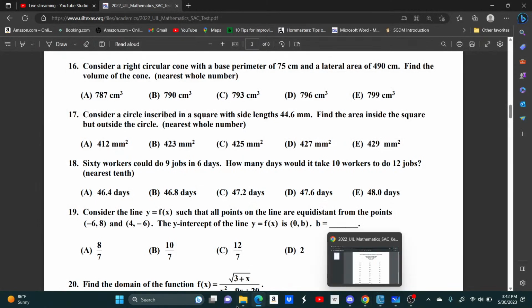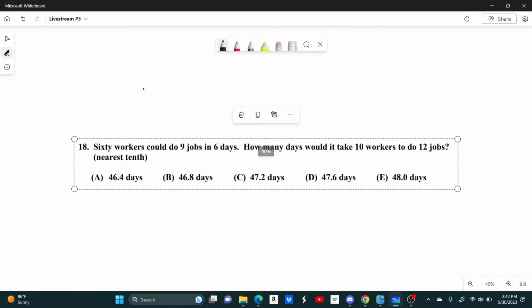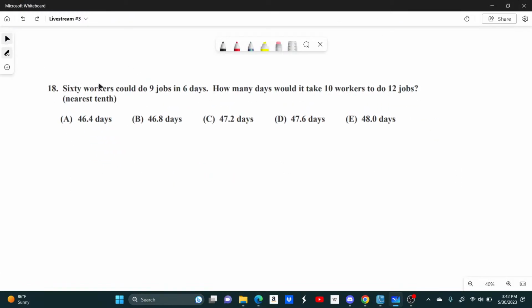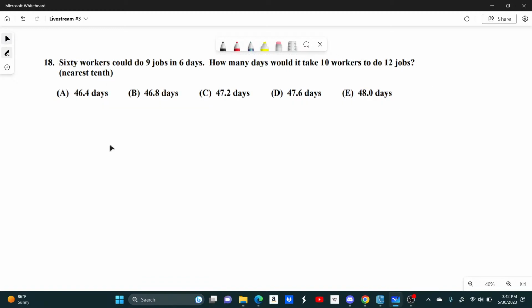Okay, we got some direct and inverse variation here. Okay, 60 workers can do 9 jobs in 6 days. How many days would it take 10 workers to do 12 jobs?